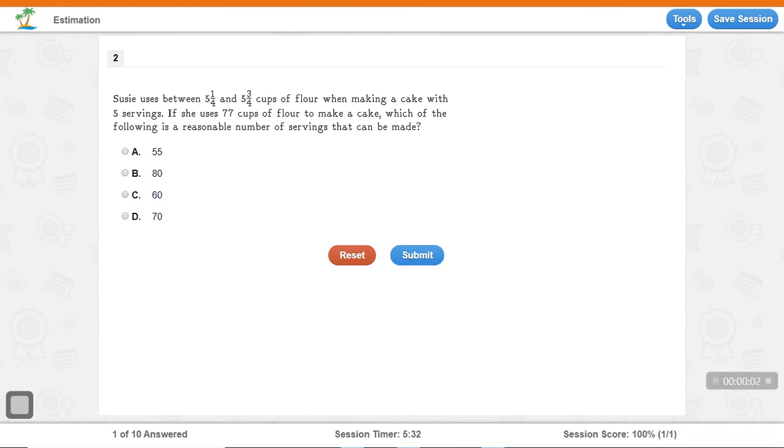All right, this is the lesson on estimation. And first off, let me tell you, estimation is a very useful skill in real life. When you go out into the store, you want to make sure that you have enough money for something, or you have enough that you're going to buy.